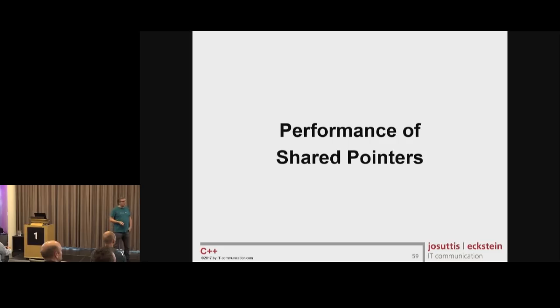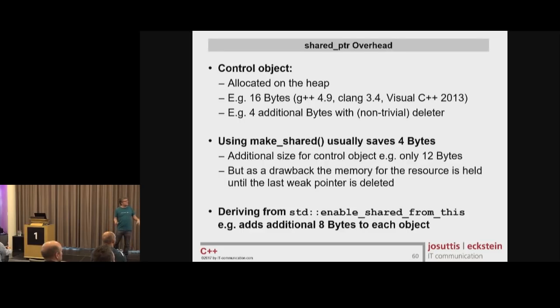Performance. Let's look at performance. So first of all, we have some overhead. We have this control block object, which has to be allocated on the heap. Something like, I don't know, I measured somewhere, but that's not approved, 16 bytes, maybe 4 additional bytes if you have a non-trivial deleter there. And using MakeShare usually saves 4 bytes, and usually deriving from enable shared from this, you might add 8 bytes to each object, something around this corner. So some overhead, and for each shared pointer, 1 call on the heap if you don't combine them with MakeShare, which has its own problem.